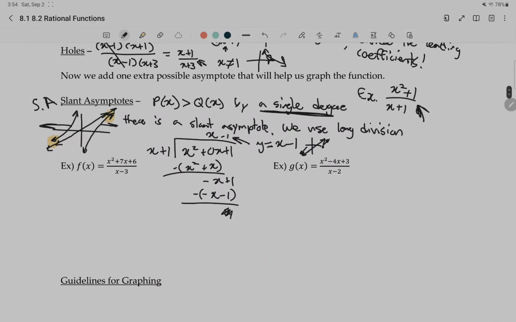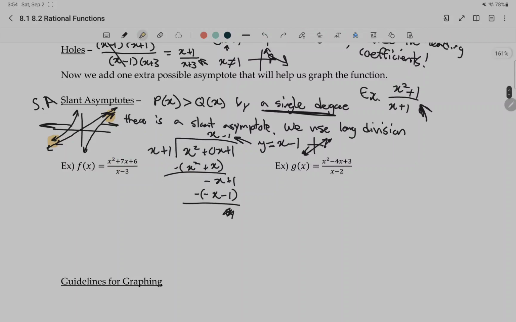So let's just take this example right here. It says f of x equals x squared plus 7x plus 6 divided by x minus 3. So this is going to be a slant asymptote, as you see, because we have our 2, which is 1 degree bigger than the x to the 1 on the bottom. So let's set up our nice long division right here. Oh, that is not a division sign, that is a radical sign, like this.